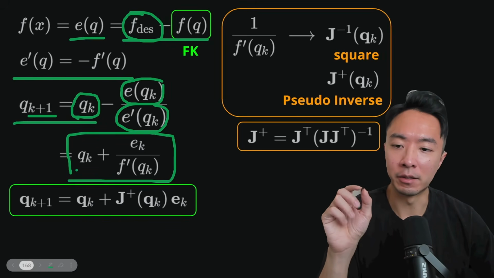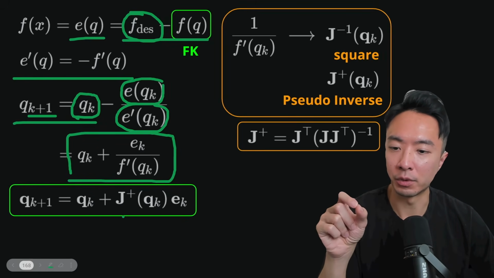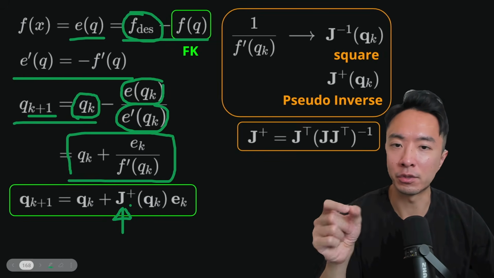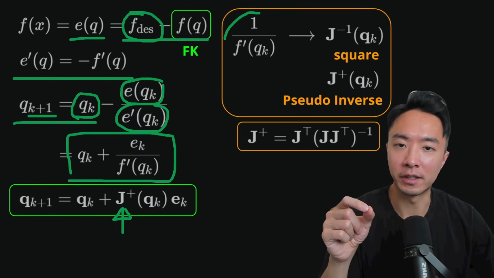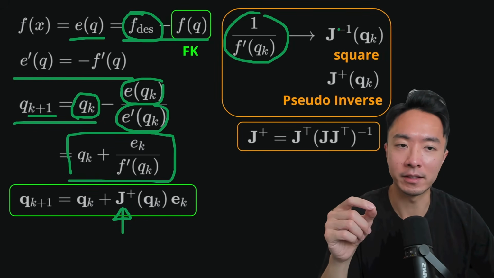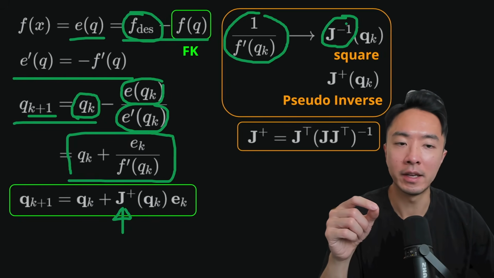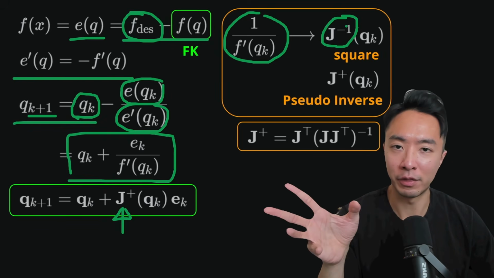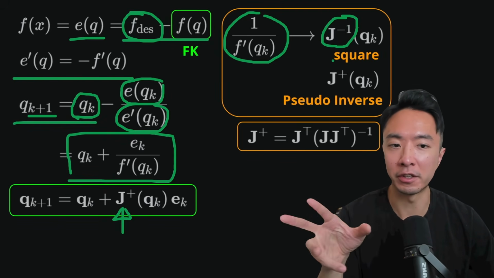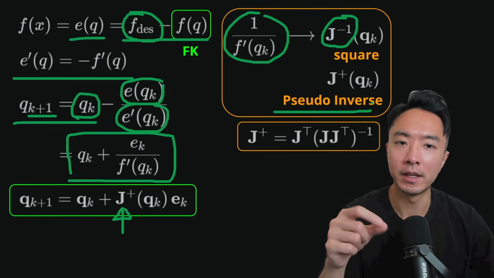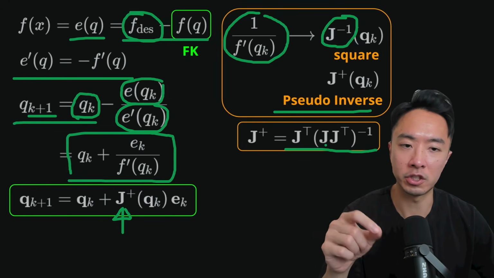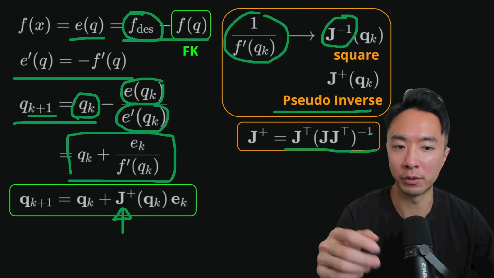But if we want it in the most general matrix form, we're going to substitute that with the Jacobian here. Specifically, this Jacobian is called the pseudo-inverse. So you could think of 1 over f prime as J to the negative 1. If it's a square matrix, it's fine, but most of the time you may not have things that pretty. So the most generic case is what we call the pseudo-inverse, and you could compute it using this expression here: J transpose times J J transpose to the negative 1, or the inverse of that.